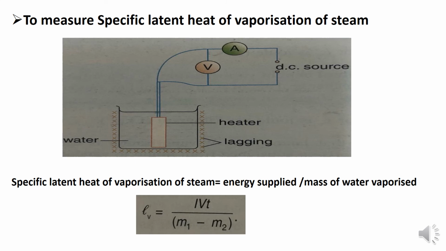Next is the experiment used to measure the specific latent heat of vaporization of steam. Look at the connection diagram. The ammeter is there, the voltmeter is there, the heater is there. Lagging, always lagging, is also one of the important things. It's used to prevent heat energy loss to the surroundings. And how will you do the experiment?